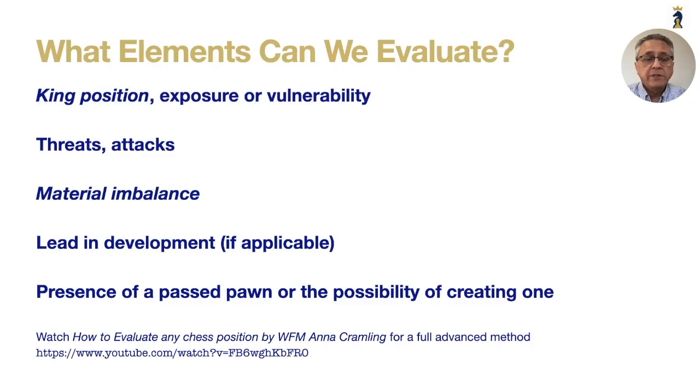Those are all the topics we have covered in this channel. We should be able to evaluate a position based on that knowledge and by looking at the following elements: the position of the king, its exposure or vulnerability to attacks, the threats and attacks in the position, the material imbalance, whether there is any lead in development, if applicable, and whether there is a presence of a passed pawn or the possibility of creating one.